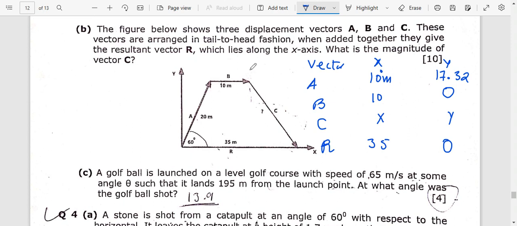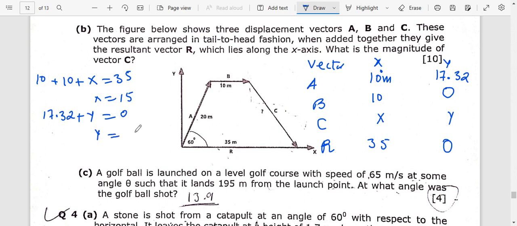Yes. All right, so we've been told that when these vectors are added together, they give the resultant. So we're going to add x components: 10 for A, B is also 10, plus x for C. This should give us the 35, meaning that x is going to be 35 minus 20, which is 15. Okay, and then if we go to the y component, we have 17.32 plus 0 plus y. This should give us 0, meaning that y is going to be negative 17.32. That is going to be the y component.